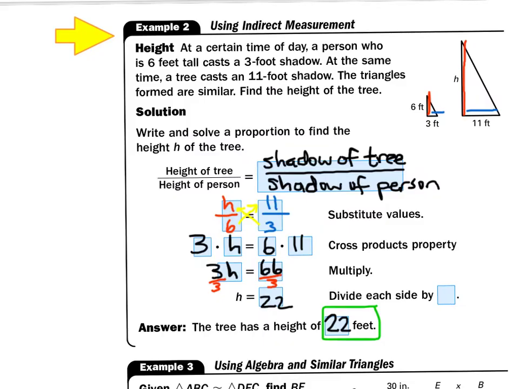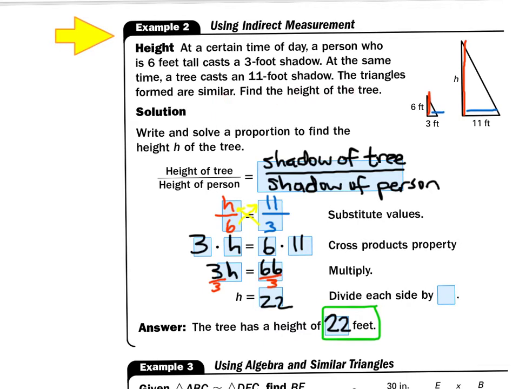Okay, so look at example 2. At a certain time of day, a person who is 6 feet tall casts a 3-foot shadow. So here's a person 6 feet tall, and here's their 3-foot shadow. At the same time, a tree casts an 11-foot shadow. So here's the tree. I don't know the height of the tree, so they called that H, and here's the 11-foot shadow. The triangles formed are similar. Find the height of the tree.